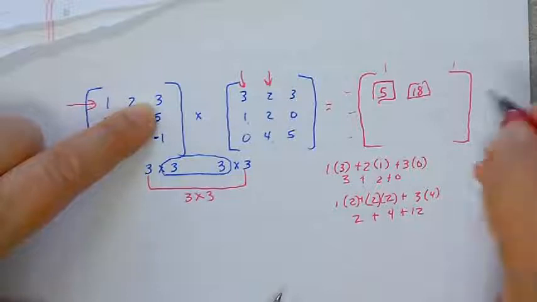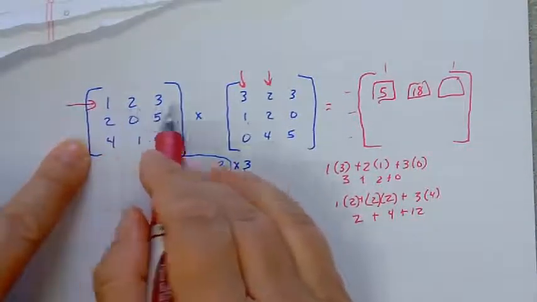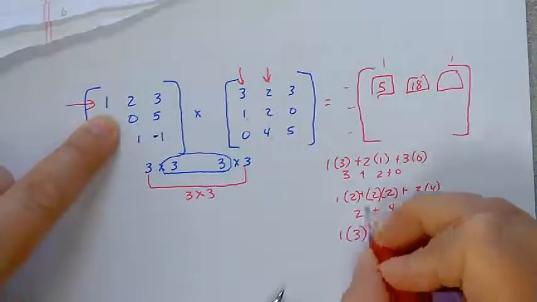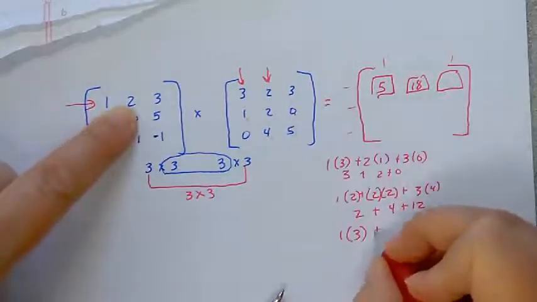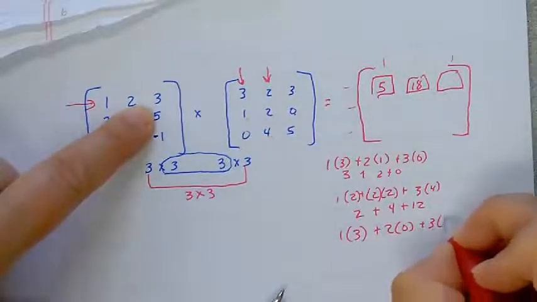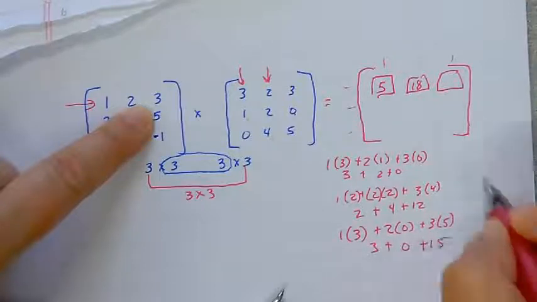This is row 1, column 3. So I'm going to use row 1, column 3. 1 times 3 plus 2 times 0 plus 3 times 5. So 3 plus 0 plus 15 is 18.